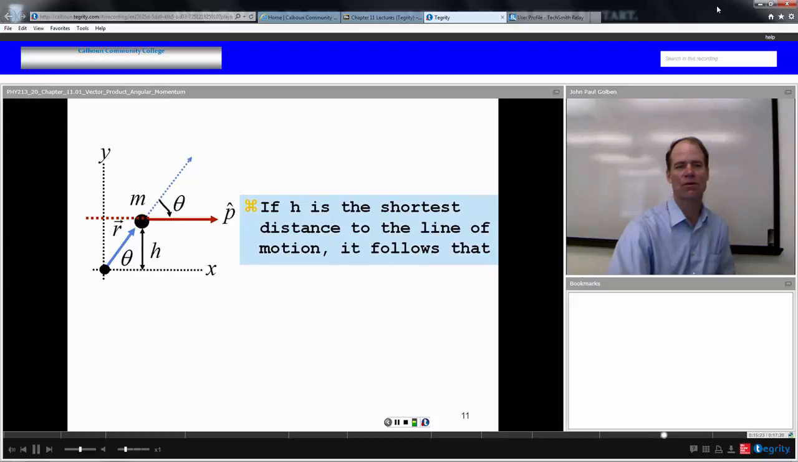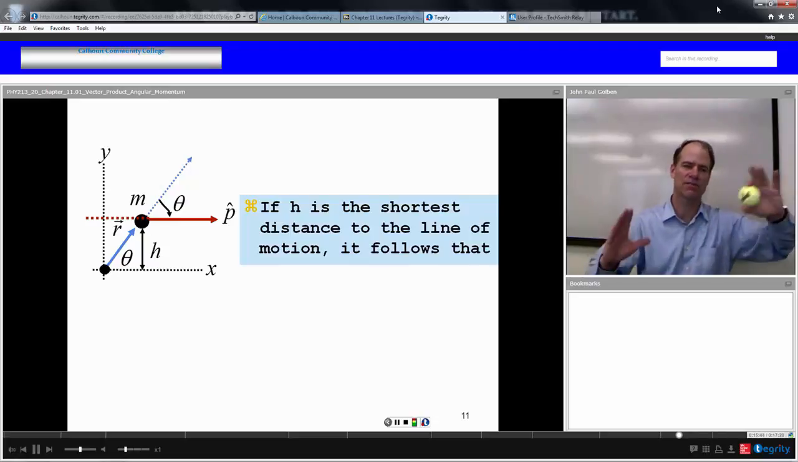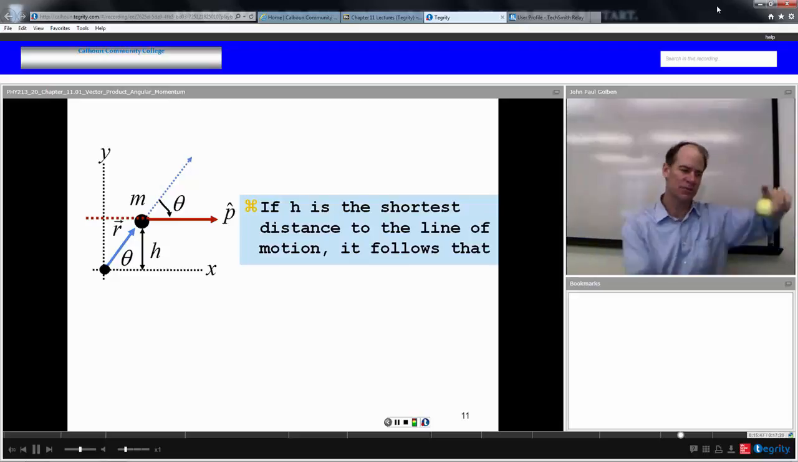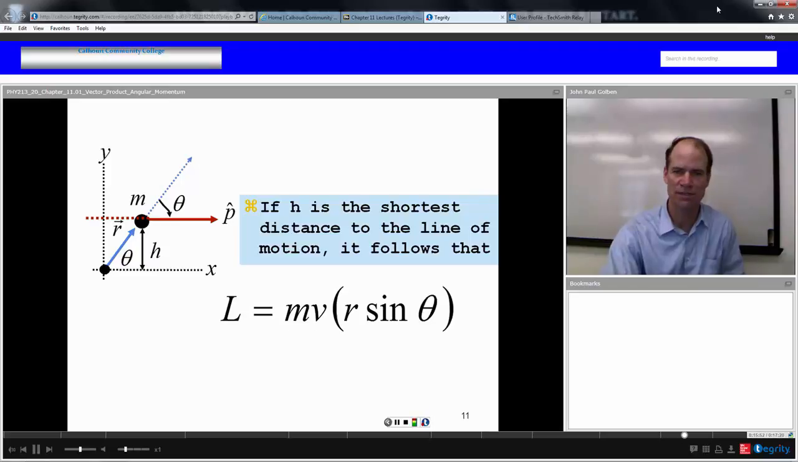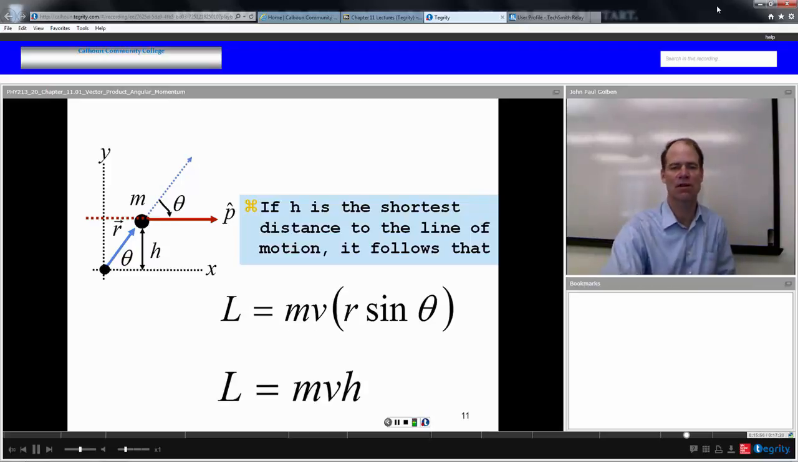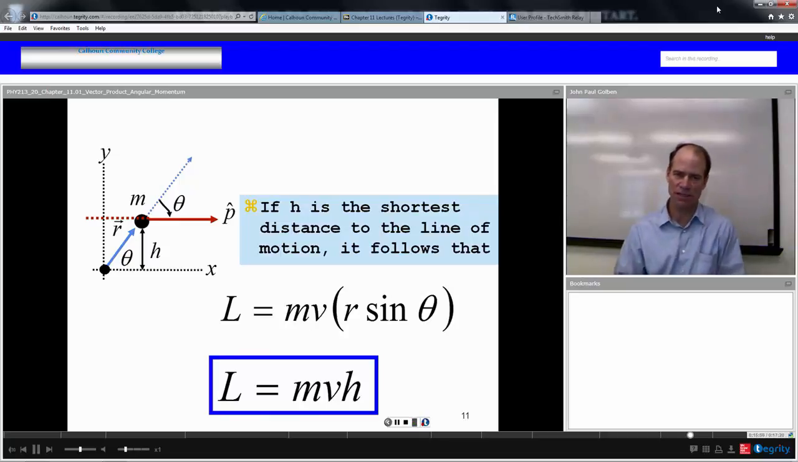Note that if we were to define a shortest distance to the line of action of this momentum, which is h in this case, if I were to look at this triangle here, h would have to be equal to r sine theta. And that would be true no matter where on this line, as this mass is moving to the right, because even though the triangle starts stretching out, h will still be that same distance, the shortest distance to the line of action of that momentum. So if I substitute in h for r sine theta, my angular momentum equals mass times velocity times h.